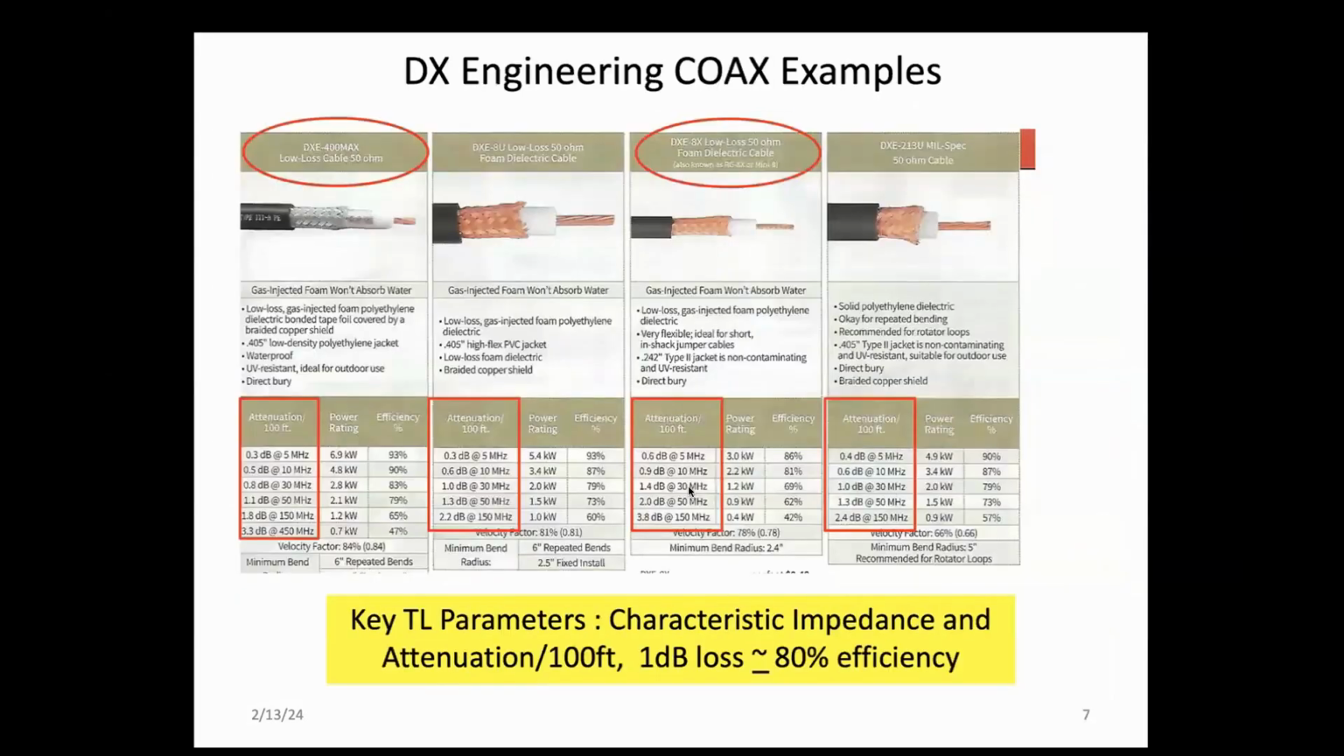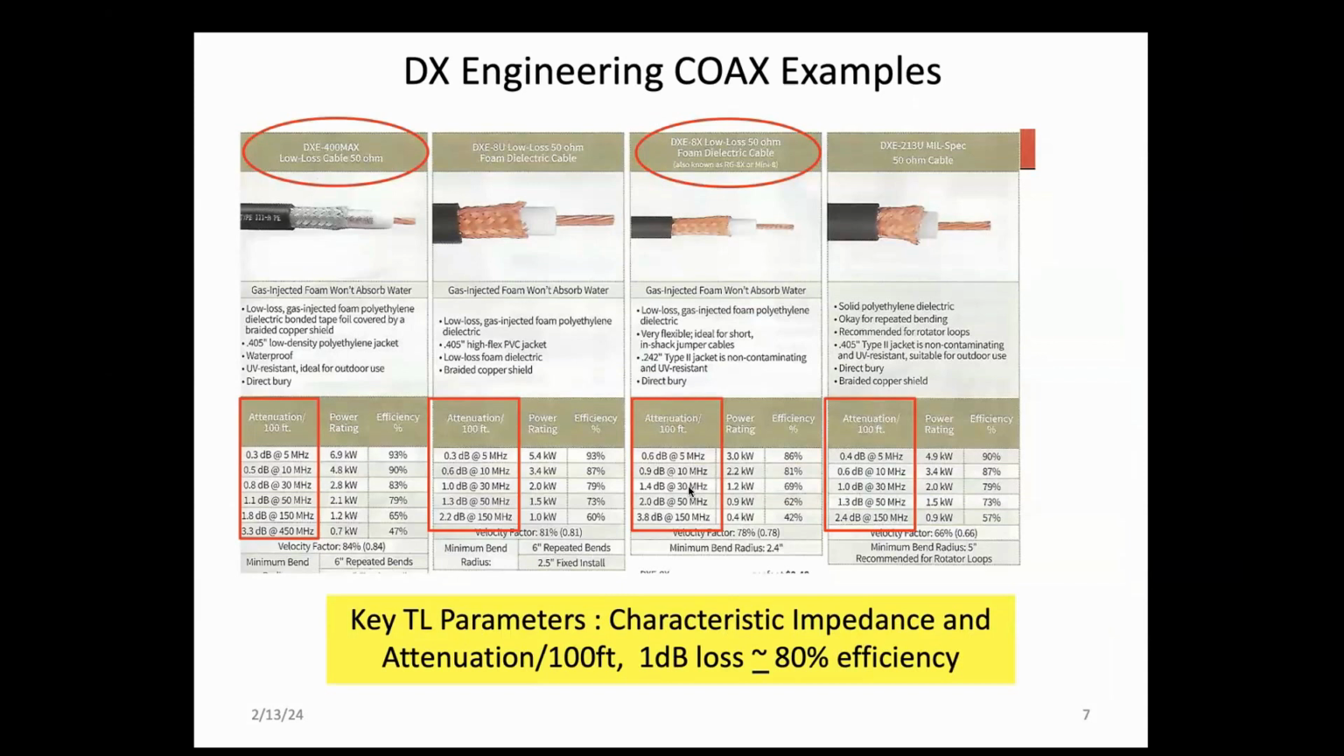Next slide, please. This slide is from a page of the DX Engineering Coax. These are all nominal 50 ohm coax. And I say nominal because with manufacturing tolerances, even though they're supposed to be 50 ohms, it varies a couple of ohms.